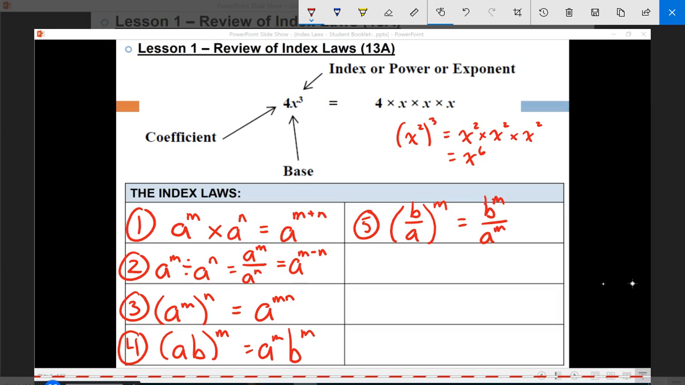Okay. The sixth index law is when we start having negative indexes. Now, boys, I could write this as a fraction.